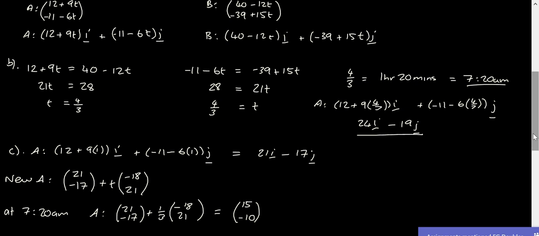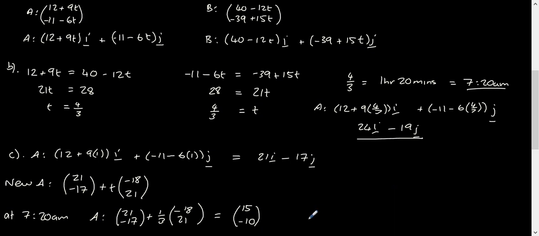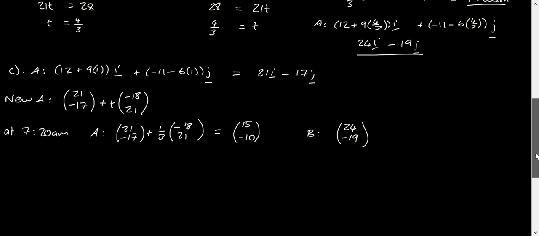Now we go back to part B of the question, which is where is boat B? Well, boat B is at the initial point that we said that they were going to collide, 24i minus 19j. Okay, because B didn't change course, so it's still going to be here. A changed course at 7 a.m., which was 1 hour after the 6 a.m., so we had a new equation, and we used the new equation to say it's 1/3 of an hour this time, so 20 minutes after the 7 a.m. to work out where it is.